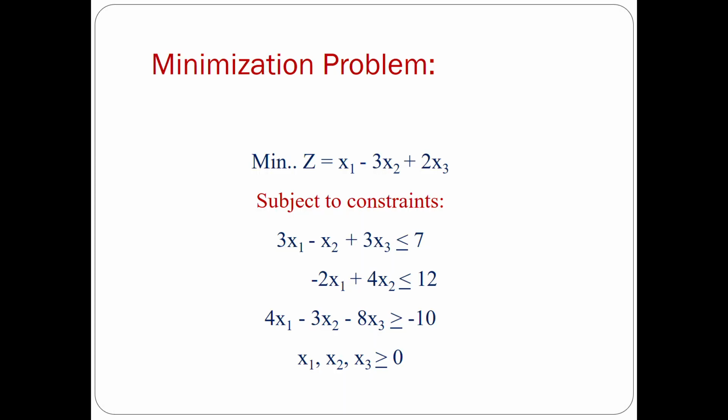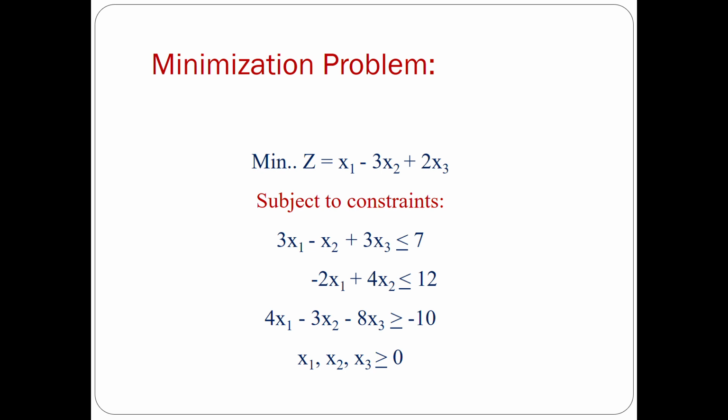So a minimization problem is given here. If the minimization problem is given, first we have to convert it into a maximization problem. Then only we can proceed with the normal simplex method procedure. Here the minimization objective function is given, and we have three sets of constraint equations and a non-negativity constraint. First, we have to convert this minimization objective function into a maximization objective function.